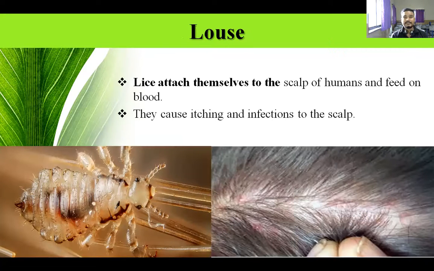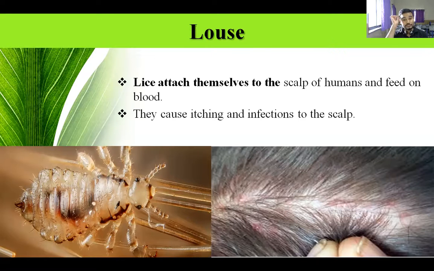Louse. Those who have long hair, I don't have. Those who have long hair might be facing this problem. Lice. Okay, these lice attach themselves to the scalp or the hairs of humans. In Marathi it is called oo, or in Hindi it is called joon, which causes itching also, right? That is this louse. And when many are there, it is called lice. So they feed on the blood.